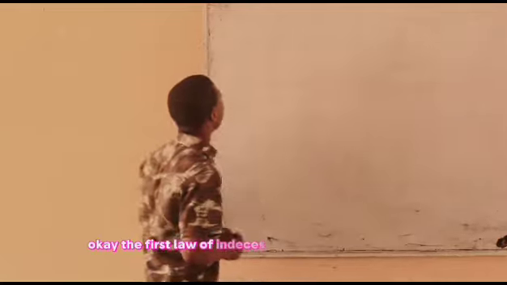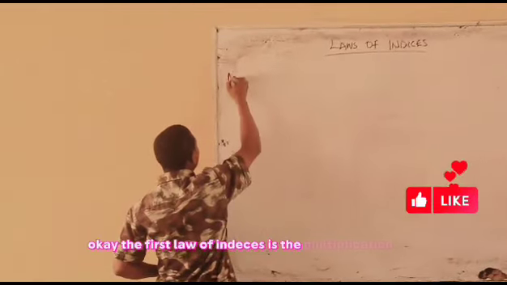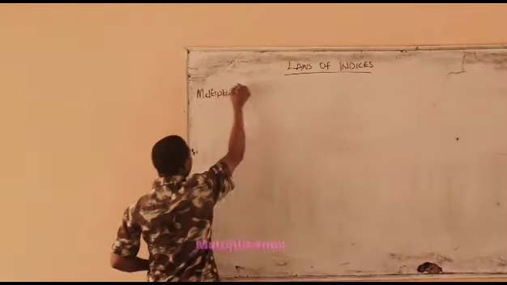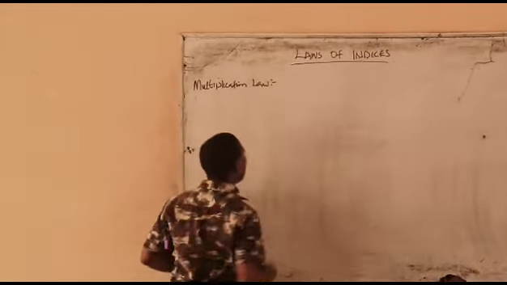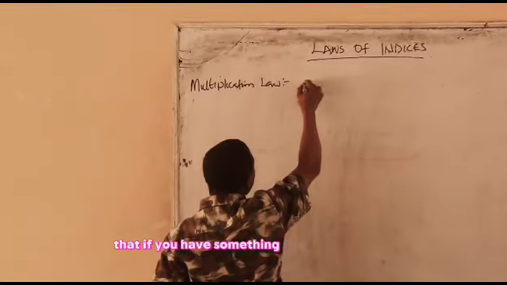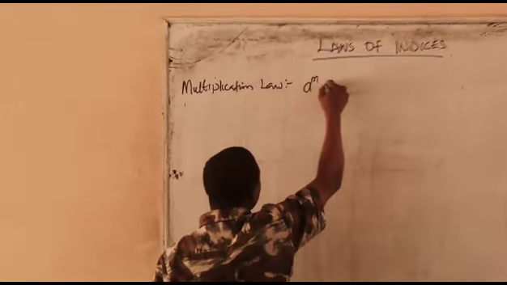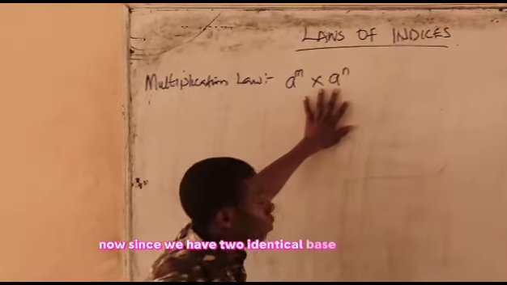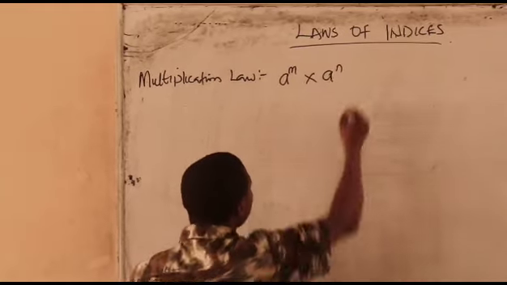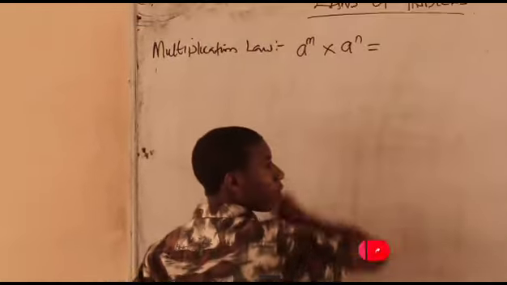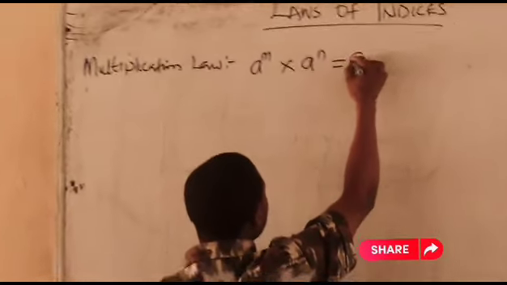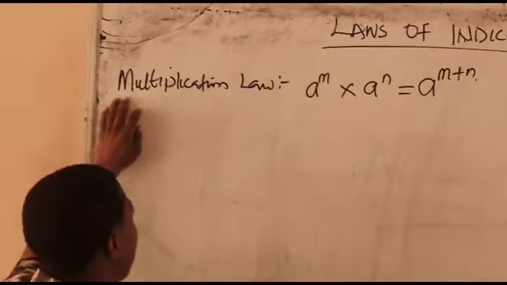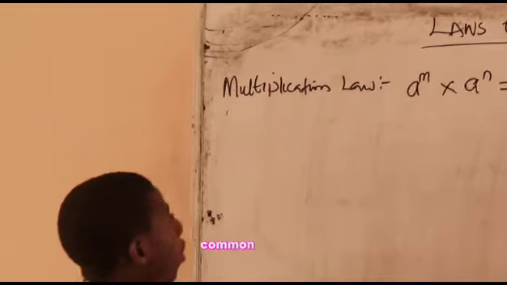Okay, the first law of indices is the multiplication law. The multiplication law states that if you have something like a raised to the power m times a raised to the power n, since we have two identical bases here, which are common, I can pick one of the bases and add the powers, which you can call the exponents. I can say a raised to the power m plus n. So this is the first law of indices, which we call the multiplication law.